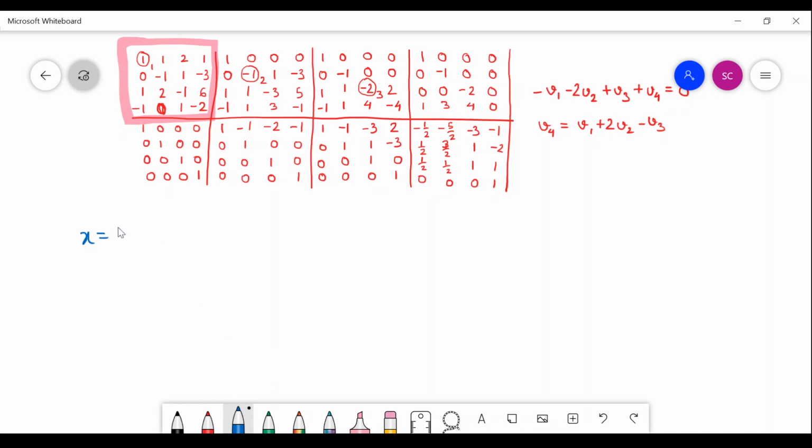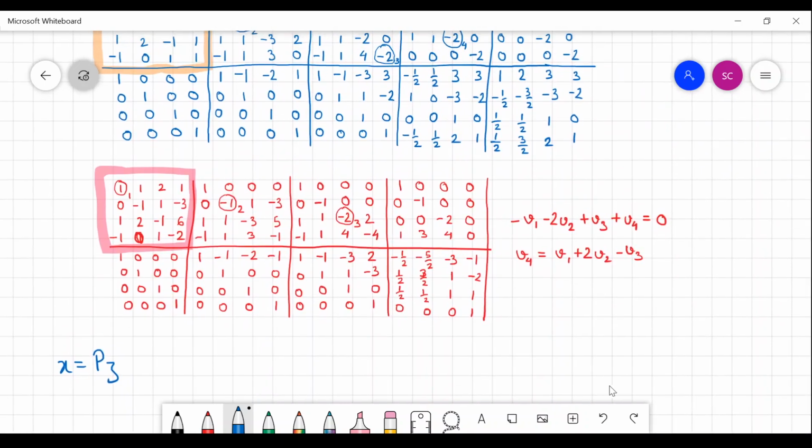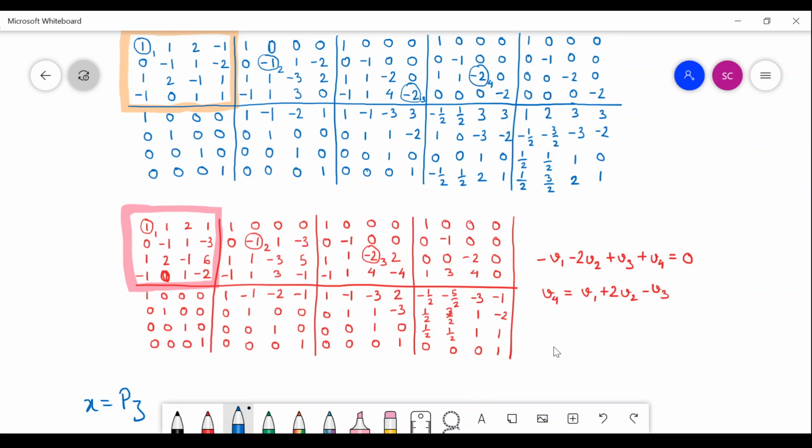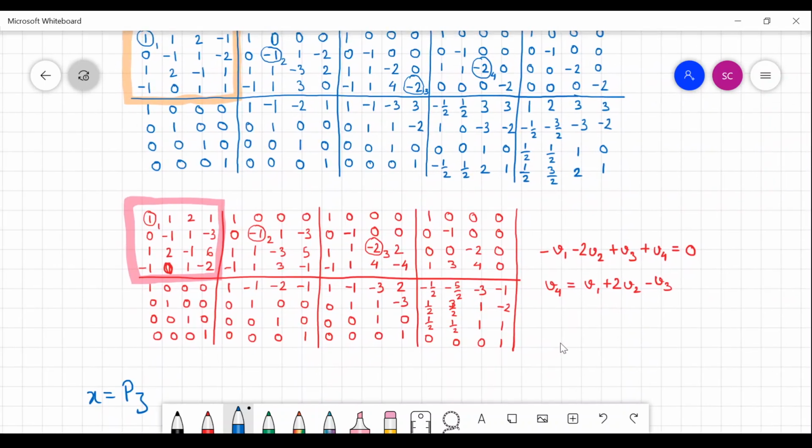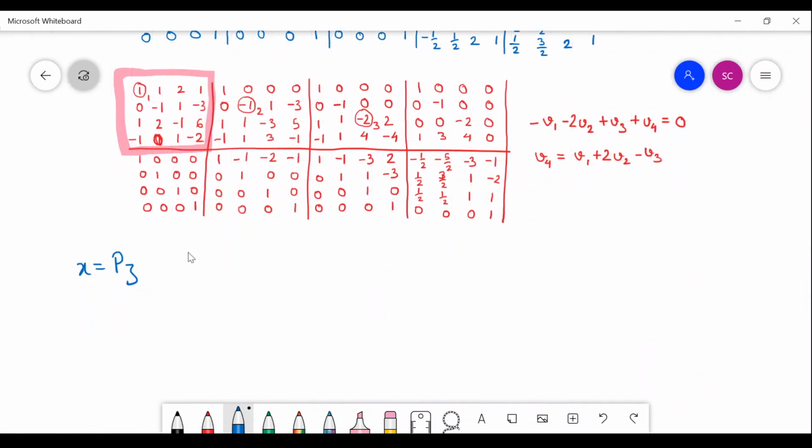x equals Pz, where your P is the first set of column vectors, which are these. So P is basically equal to 1 0 1 minus 1, 1 minus 1 2 0, 2 1 minus 1 1, and minus 1 minus 2 1 1.